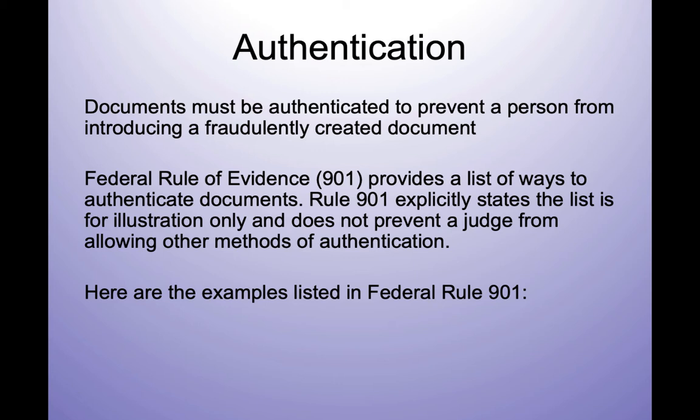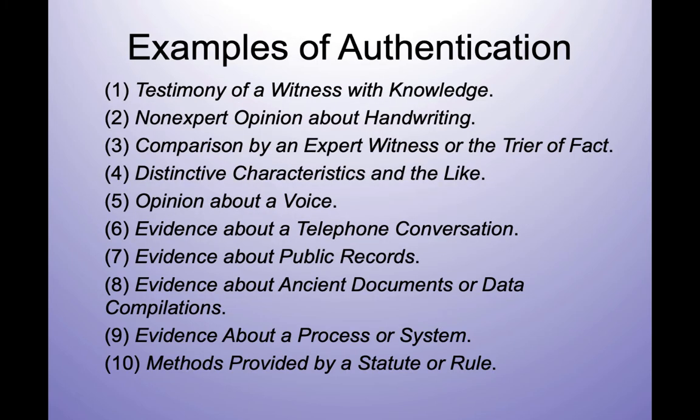So Federal Rule 901 provides a list of ways to authenticate documents. Although there's a list in 901, that paragraph also explicitly says that the list is for illustration only, and a judge can allow other methods of authentication. They are only presented for example. And here are the examples provided by Federal Rule 901. I'll just rattle them off.